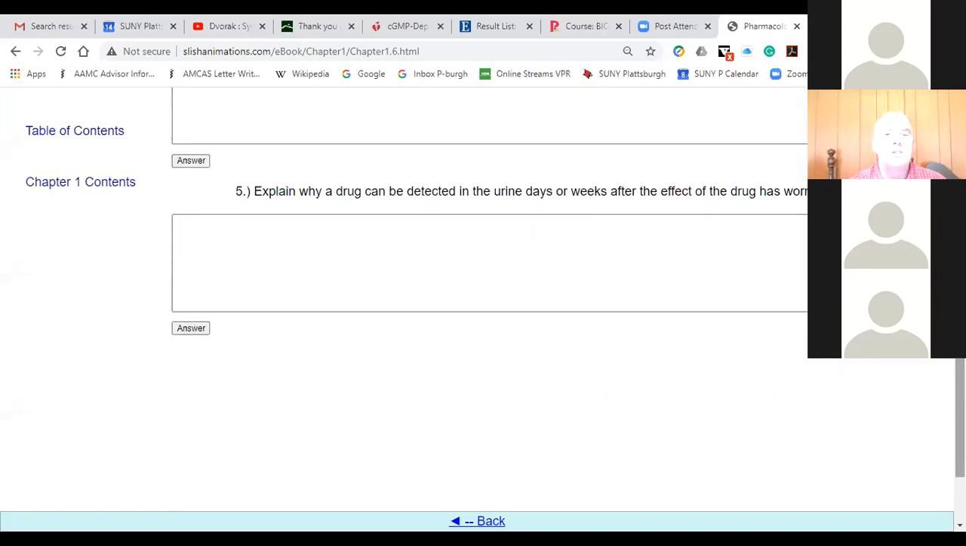Okay, these are all pharmacokinetics. This is from chapter 1. Explain why a drug can be detected in the urine for days or weeks after the effect of the drug has worn off. Drugs clear from the body asymptotically. That's true. And just staying with that one, why could you detect it after the effect is no longer there?